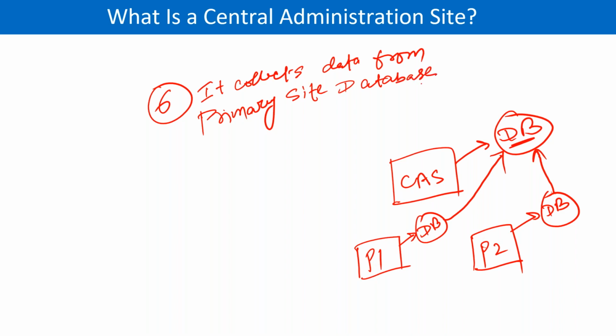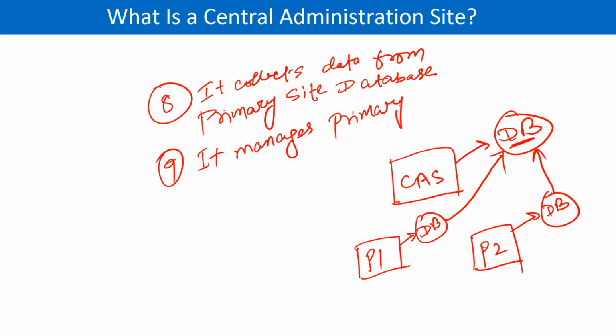Okay, clear everyone? It collects data from the primary site database. Point number, I think it was point number 8. Now point number 9 is: it manages primary sites. Basically, we need a central administration site to manage primary sites.